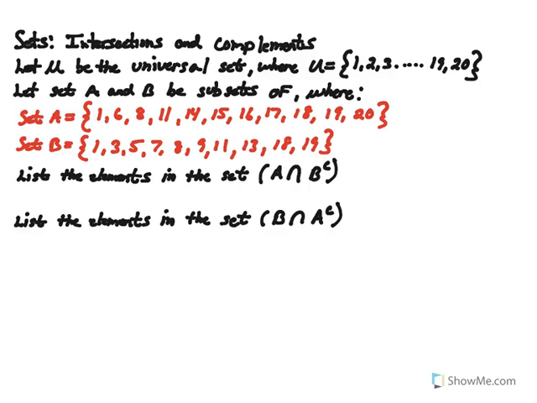List the elements in the set where we have an intersection of all the elements in set A but are not in B. And we're going to write that out. So what this really means is that you're going to find this set of all the elements in A and not in B.